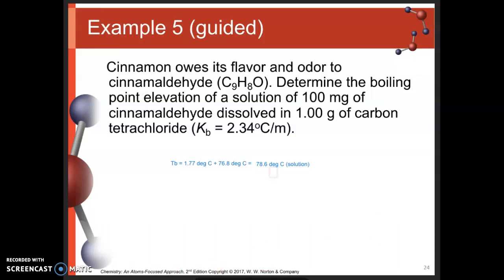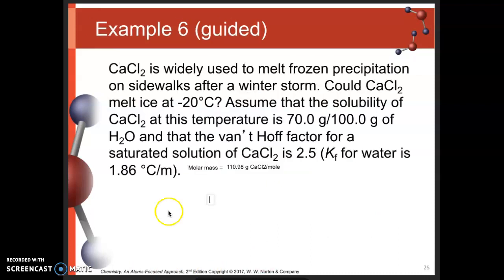Now let's take a look at our second example. All right, in this example, we're actually looking at freezing point. We're told about calcium chloride. Calcium chloride is a common additive, something that you put onto your roads and sidewalks in the winter to de-ice them. The question is, could calcium chloride melt ice at negative 20 Celsius?